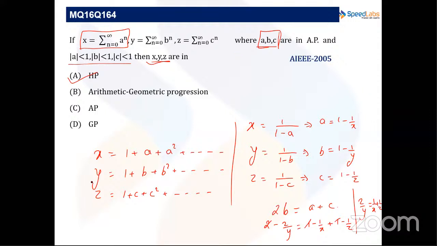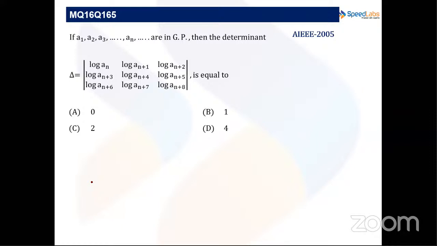Moving to the next question. If A1, A2, A3, so on up to AN are in GP, then the determinant value is equal to. Do you remember this question? We have already covered it in determinants. Its answer is, you always see for this n plus 6, and its average n plus 3 here, n plus 1, n plus 7, and its average n plus 4 is here, n plus 2, n plus 8, and its average n plus 5 is here.